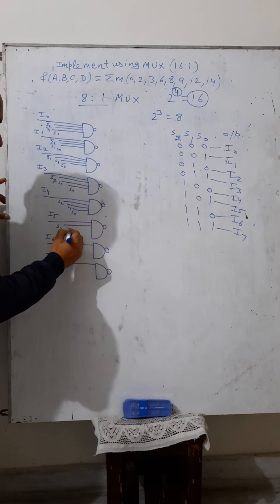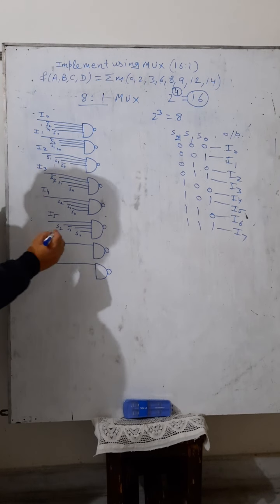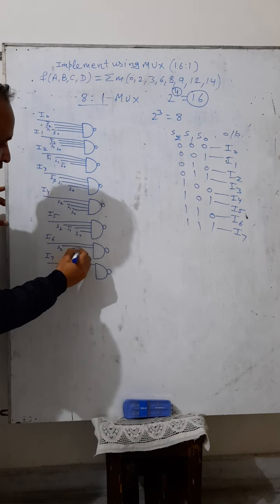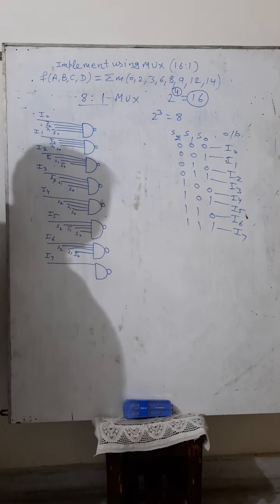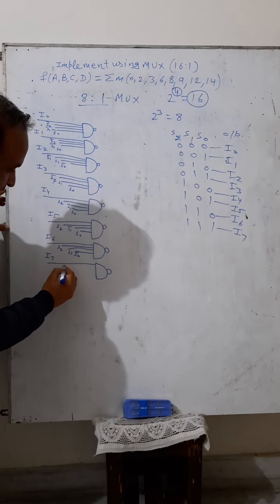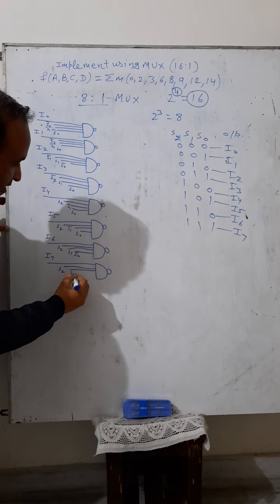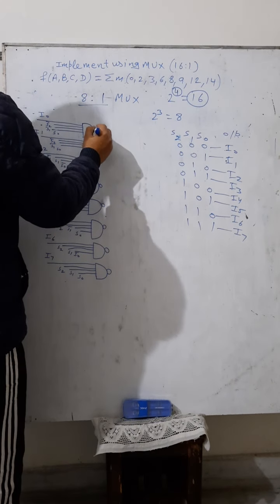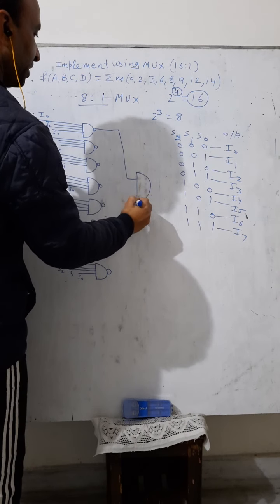For I5, S2, S1 bar, S0. Then for I6, S2, S1, S0 bar. Then for I7, S2, S1 and S0. Now connect the output of all these to one more NAND gate.